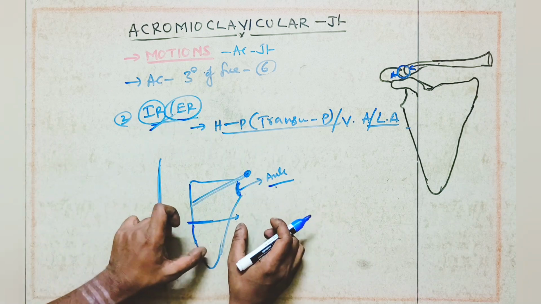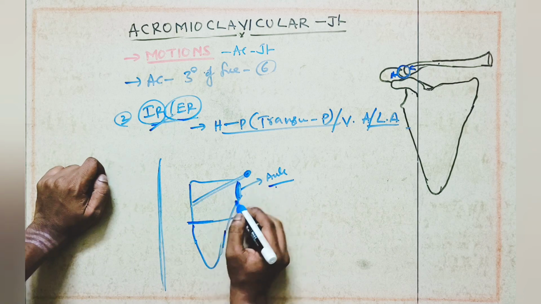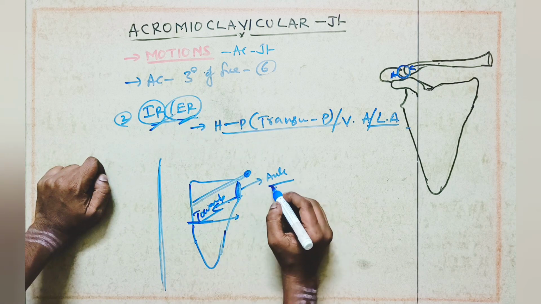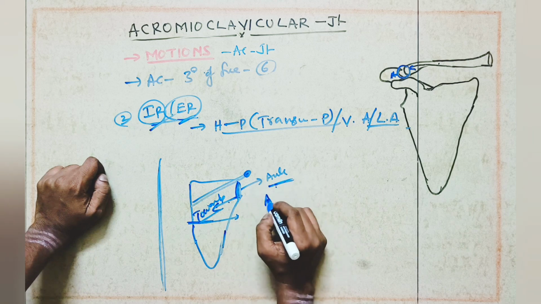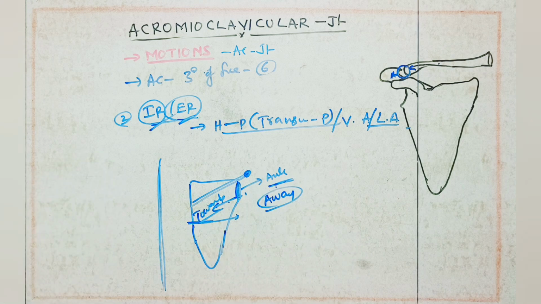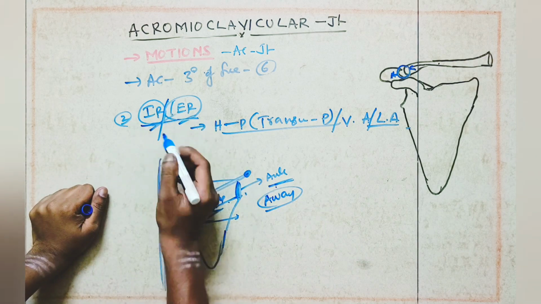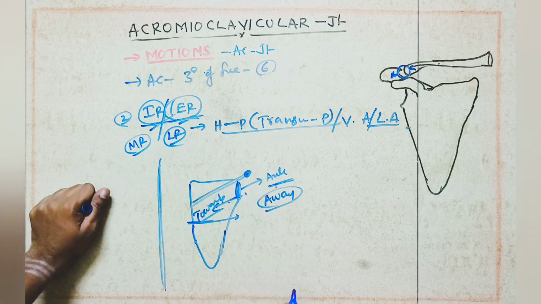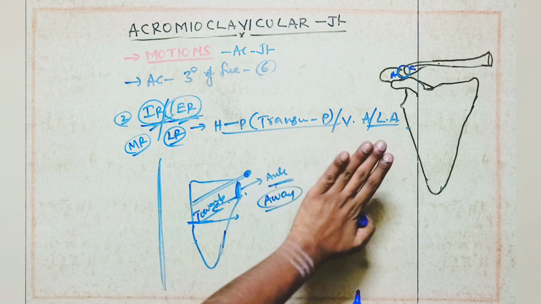And external rotation is the opposite. If it moves like this, the glenoid cavity will come towards the body. That is external rotation. Internal rotation means the glenoid cavity will move away from the body. Internal rotation is also called medial rotation, and external rotation is also called lateral rotation. These rotations happen in the transverse plane, around the vertical axis.